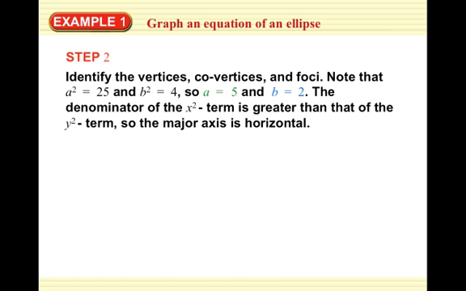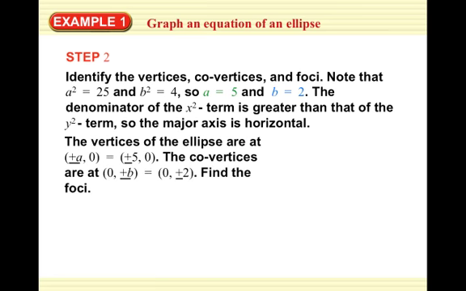So identify the vertices, co-vertices, and foci. Note that a squared is 25 and b squared is 4, so a is 5 and b is 2. The denominator of the x squared term is greater than that of the y squared term, so the major axis is horizontal. Okay, so that means that the vertices are going to be at plus or minus a, 0, so at plus or minus 5, 0. So if you want to go ahead and put that on your graph, you can. We're going to look at the graph in just a second. The co-vertices are at 0, plus or minus b, so 0, plus or minus 2.